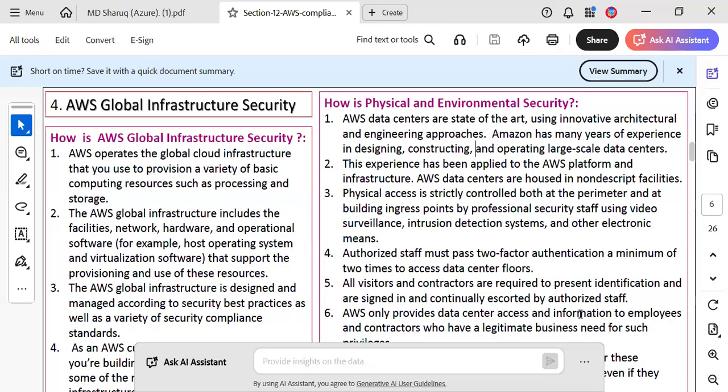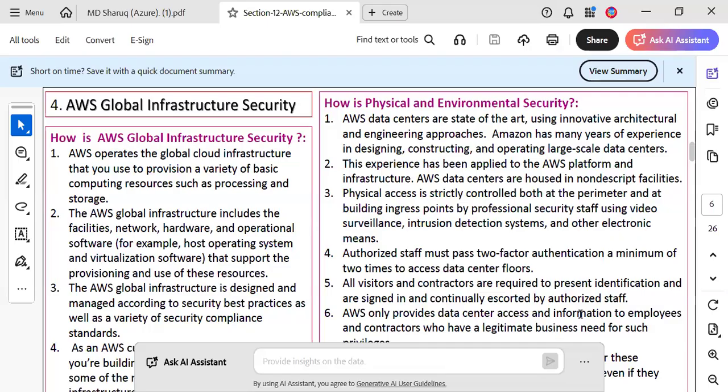This experience has been applied to the hardware, right? Data centers contain the hardware only, right? Within the hardware, they are installing our software. What is the software? Virtualization. Through software, they are making virtual machines. This experience has been applied to the AWS platform and infrastructure. Yes, AWS data centers are housed in non-descript facilities. It means secured places.